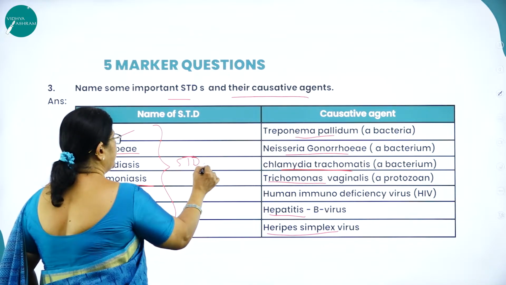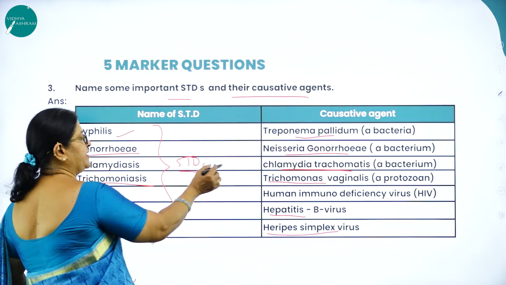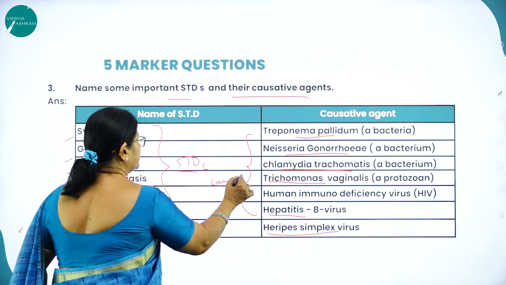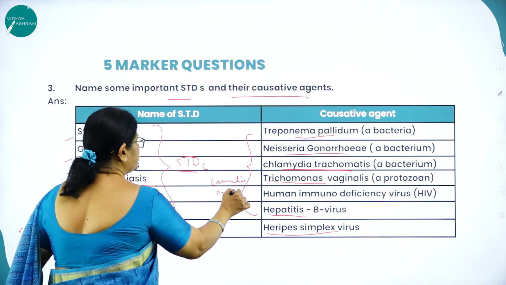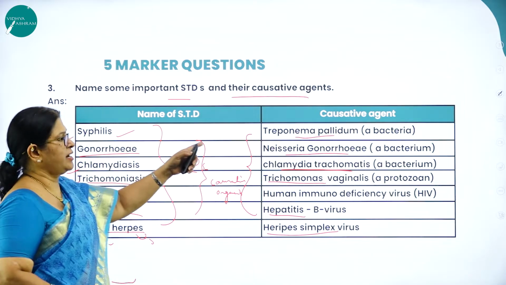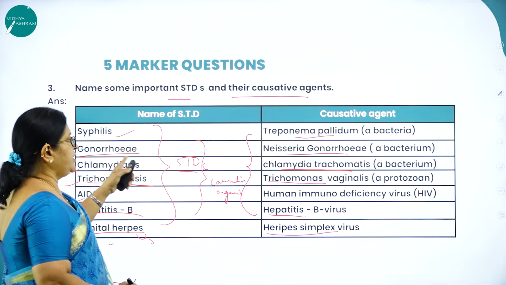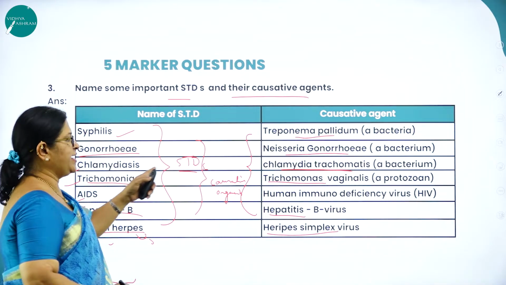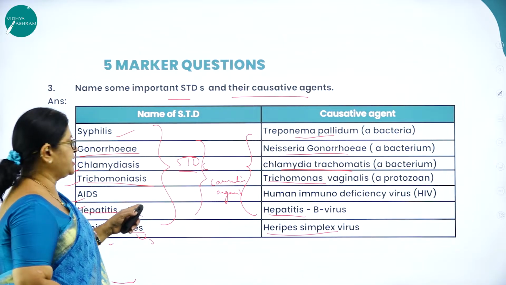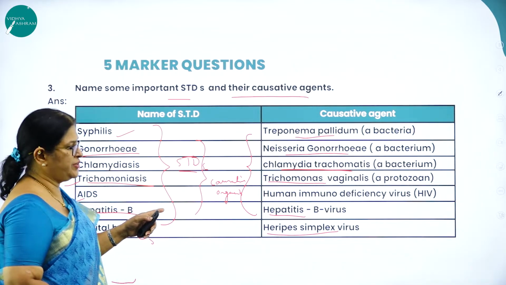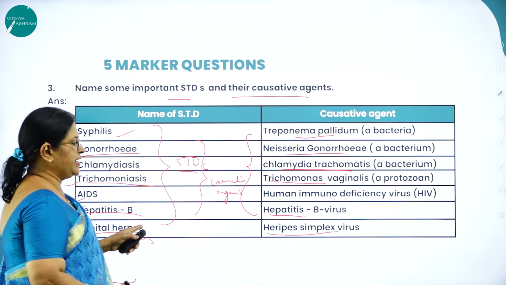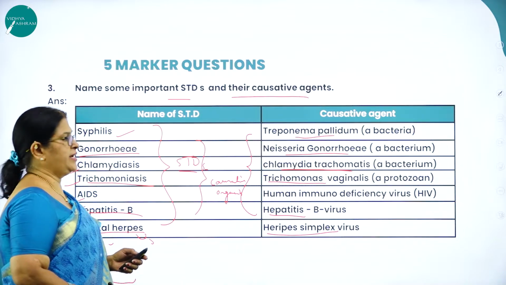These are all the STDs, sexually transmitted diseases, and these are the causative organisms, the organisms which cause the following STDs. So: syphilis, Treponema pallidum; gonorrhea, Neisseria gonorrhoeae; chlamydiasis, Chlamydia trachomatis; trichomoniasis, Trichomonas vaginalis; AIDS, human immunodeficiency virus; hepatitis B virus; genital herpes, herpes simplex virus.